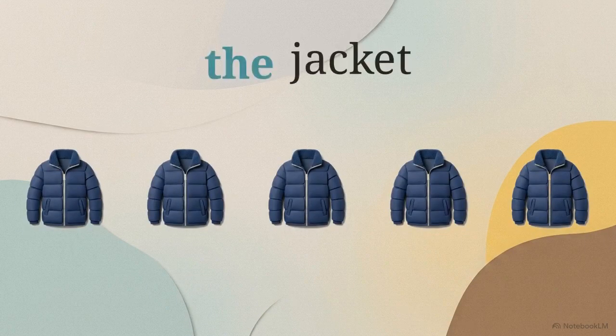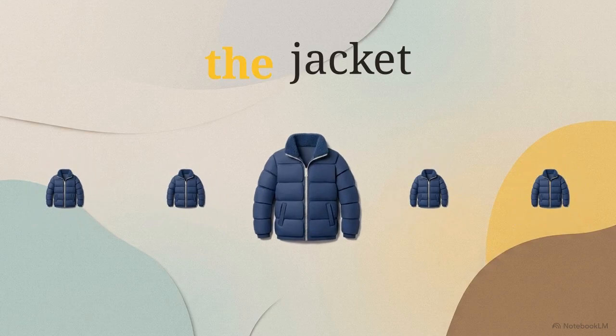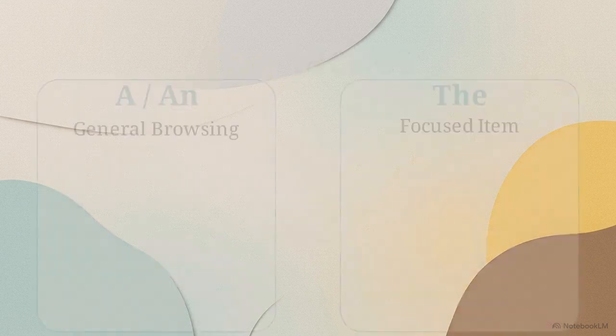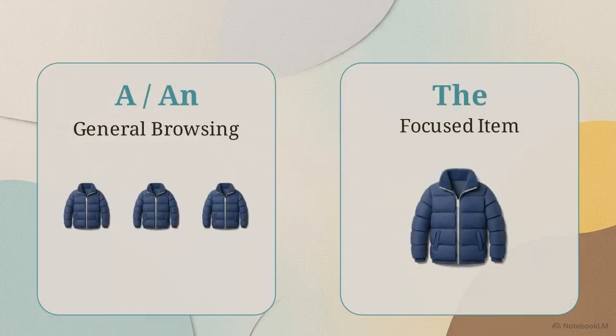If you already have a specific item in mind, you switch to the definite article, the. You say the jacket when both you and the clerk are looking at the same specific piece of clothing. Choosing between a and the tells the clerk whether you want general browsing help or if you are ready to focus on one exact item.